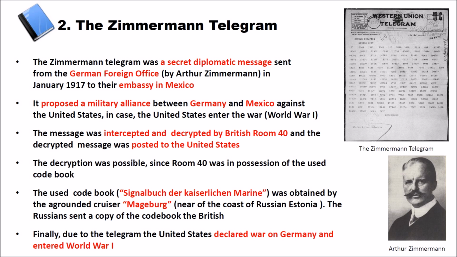And finally, due to the telegram, the United States declared war on Germany and entered World War I. You can see the Zimmermann telegram here on the right side. It was sent from Germany to Mexico, and here you see the different codes. And since the British had these codebooks, they could decrypt this and then send it to the United States, which finally led to the entrance of the United States into World War I.